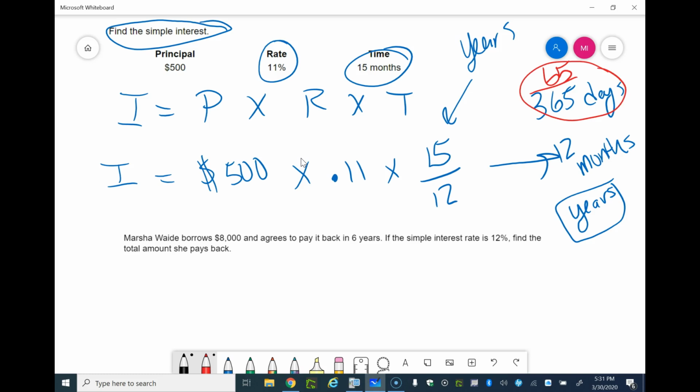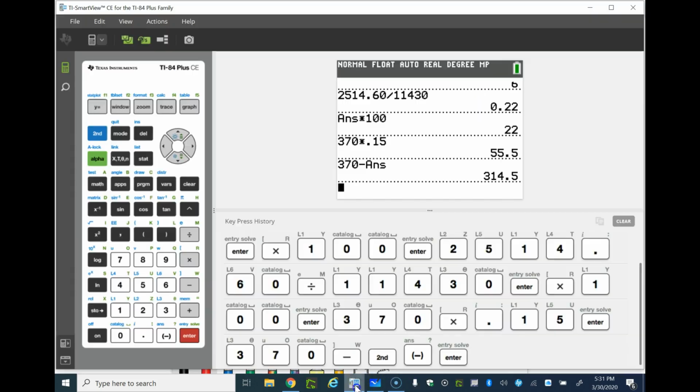Now, if this says 5 years, then you don't have to do anything in the fraction, because since it's already in years, you can just put 5 there. So this is where we need to be careful when you're doing simple interest. When you multiply everything together, you cannot multiply each one and then times it by 15. You got to put it over 12, because we're talking about months. And months represented for years is going to be 12 months. So we take all these and multiply them together.